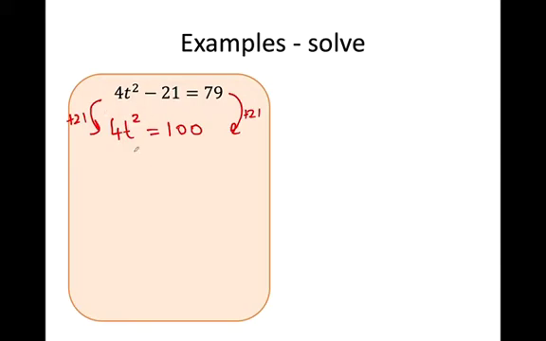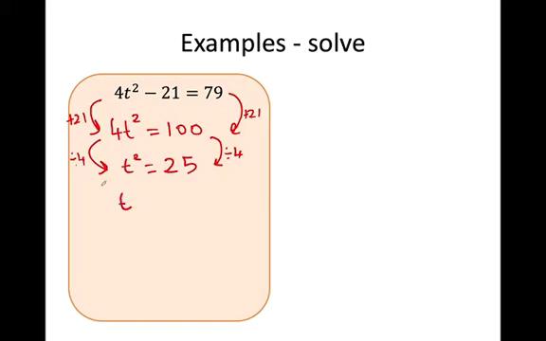Now that I've got the term with the variable on its own, I want to get the variable on its own. So I can get t squared. And by doing that, I've divided this by 4. So I'll divide 100 by 4 to get 25. And now, I know that t squared equals 25.